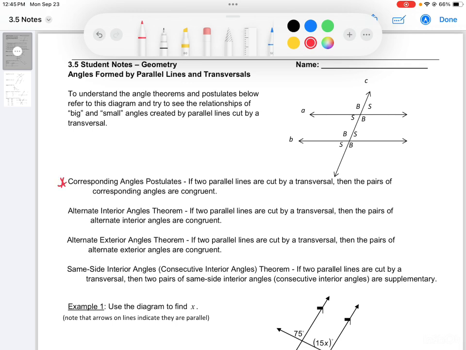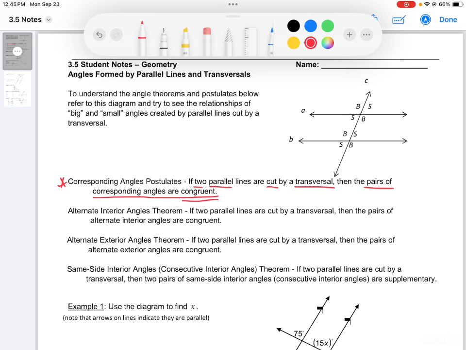So the first one we're going to look at is the corresponding angles postulate. And this says if two parallel lines are cut by a transversal, then the pairs of corresponding angles are congruent. Pairs of corresponding angles are congruent. Let me actually clean that up a little bit.